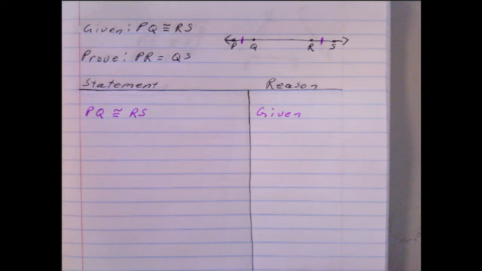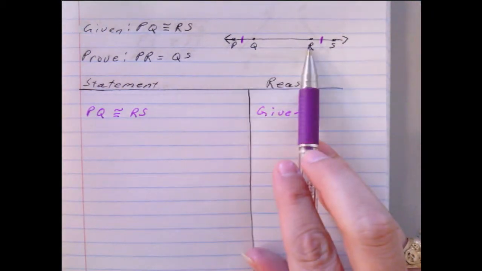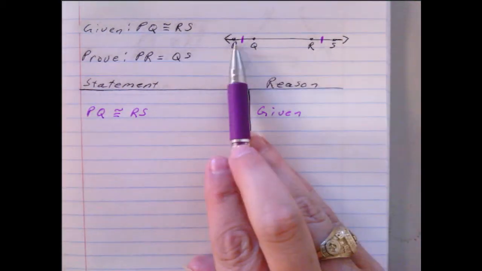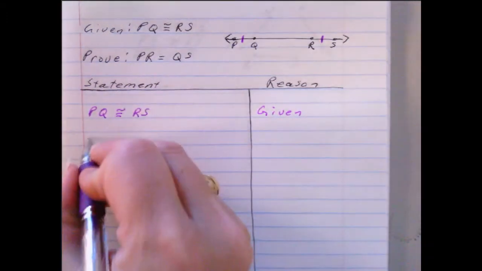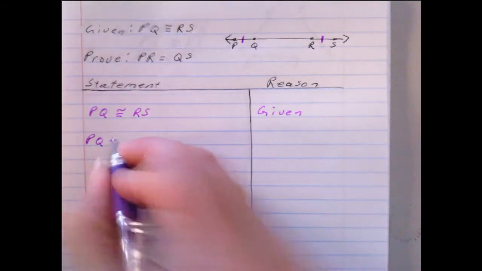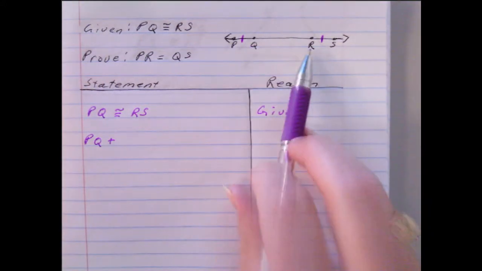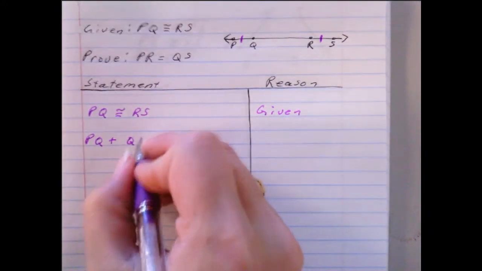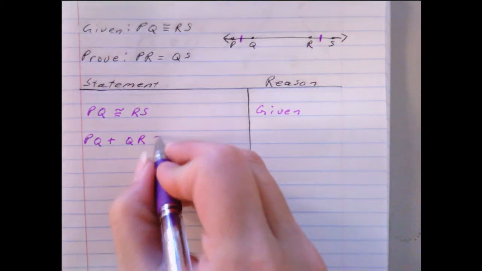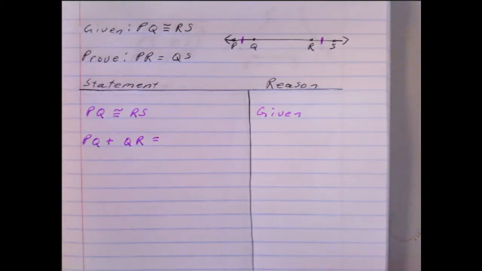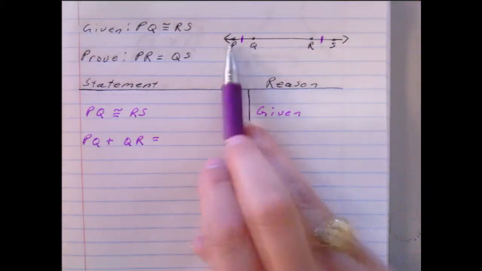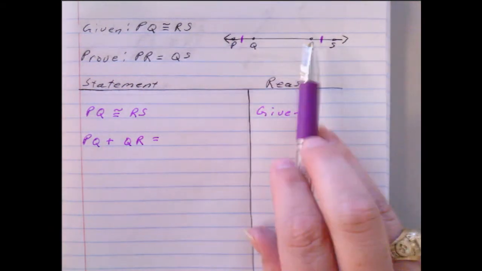Okay, and then the next thing we're going to do is some addition. Because we want to get a longer segment, we want to get from P to R and from Q to S. We know PQ, so we're going to take PQ plus QR, and we have that addition postulate that we just did. So then we can say that PQ plus QR is equal to PR.